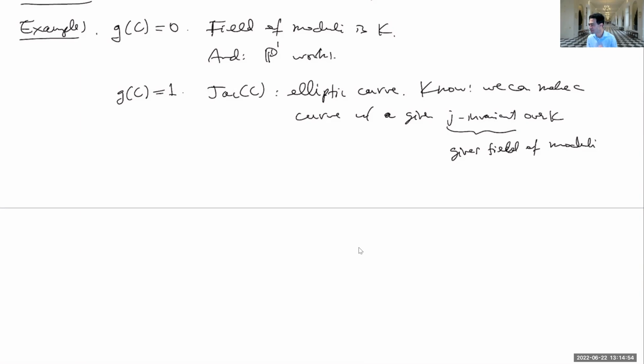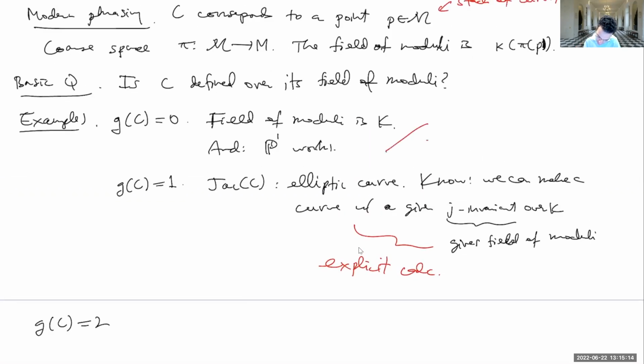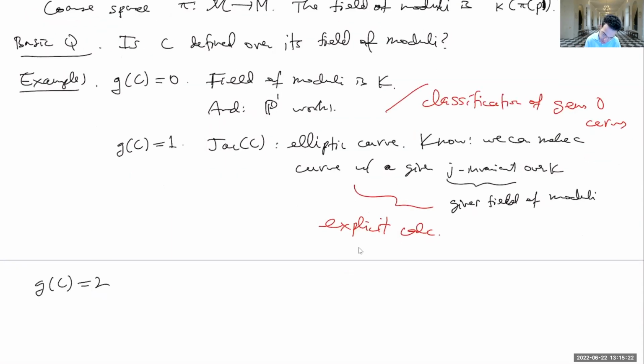Tell me if I'm getting confusing. Okay. Now let's think about genus 2. So I guess maybe it's worth saying, the important point here is that this is just an explicit calculation that you just do. And this is just the classification of genus 0 curves. Okay, so those are sort of ad hoc.